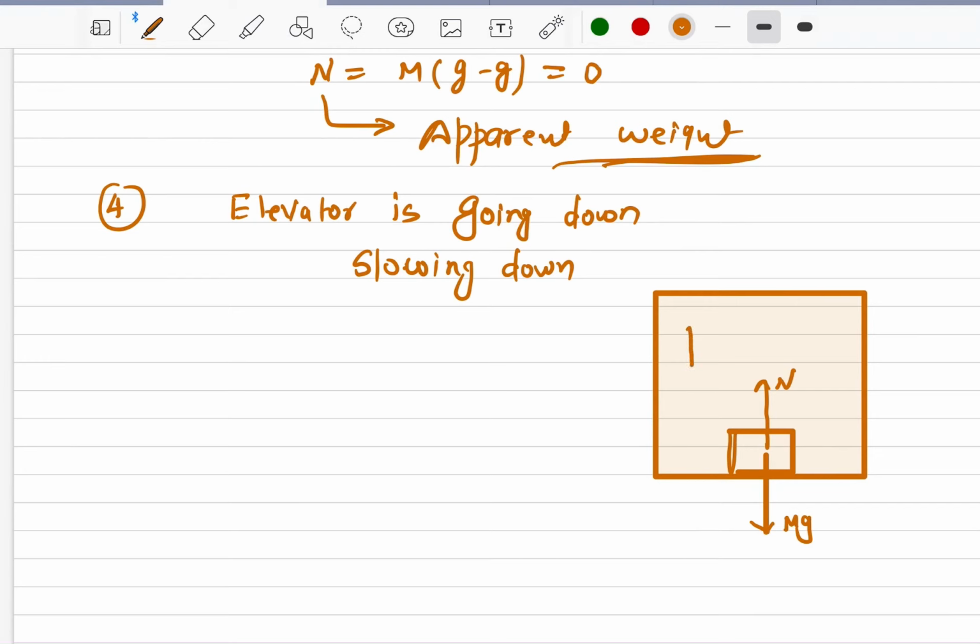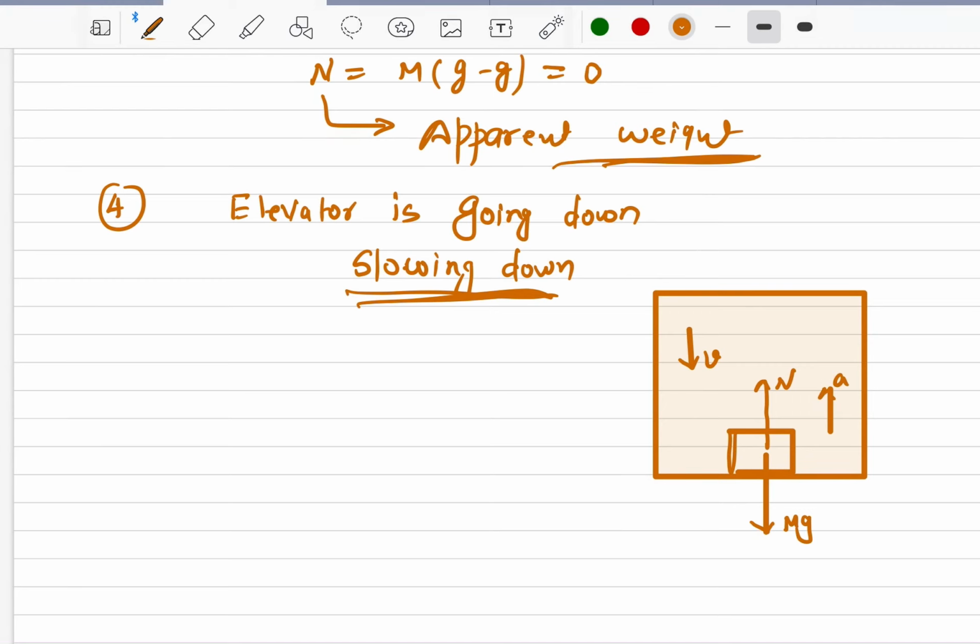The elevator is going down. So what is the direction of the velocity? The velocity is in the downward direction. But the velocity starts increasing. Sorry, it is slowing down. The velocity starts decreasing, because it has to finally stop. When the velocity starts slowing down, that means acceleration is in the upward direction. It must be in the upward direction.